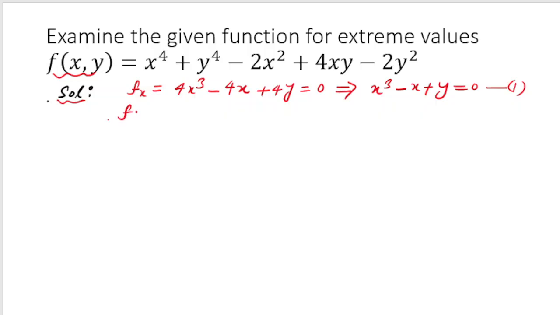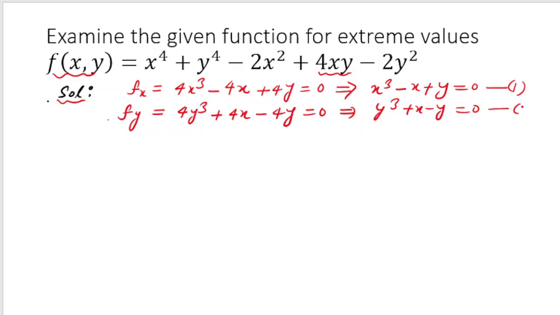Now I find f of y. So what is f of y? Y to the power 4 will give me 4y cube. Now 4xy will give me plus 4x, and then I will get minus 4y is equal to 0. So I will get y cube plus x minus y is equal to 0. I hope there is no confusion here. I have differentiated this, so 4x cube, and this will give me minus 4x, and this will give me 4y. And if I differentiate it with respect to y, 4y cube and 4x and minus 4y.